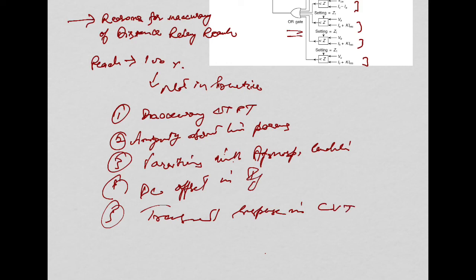Out of these factors, DC offset and CVT can cause the overreach. Other factors may cause error on either side. So there is always the possibility of overreach if the reach of the distance relay is adjusted to 100%. Then overreach will cause the loss of selectivity with the distance protection of the next section.